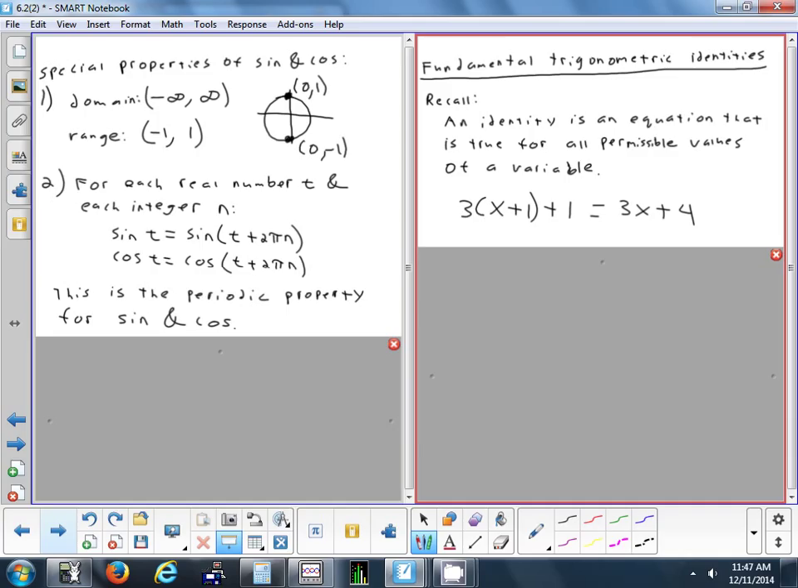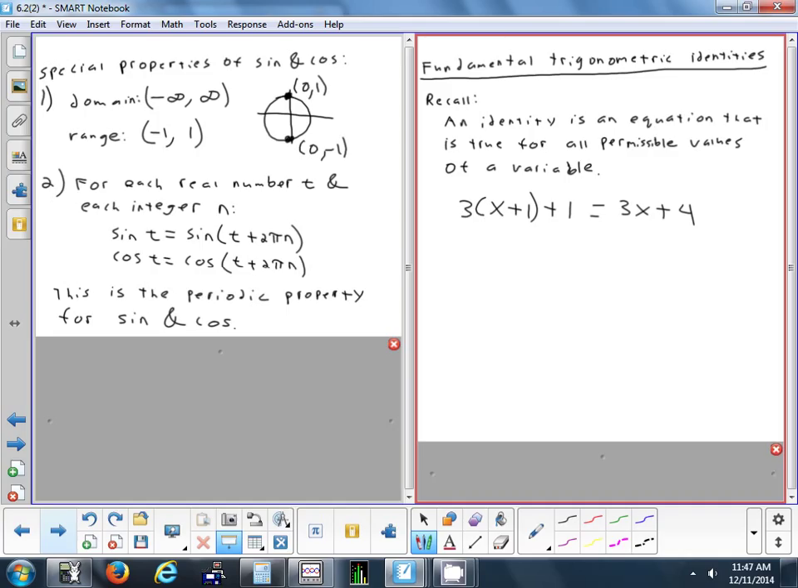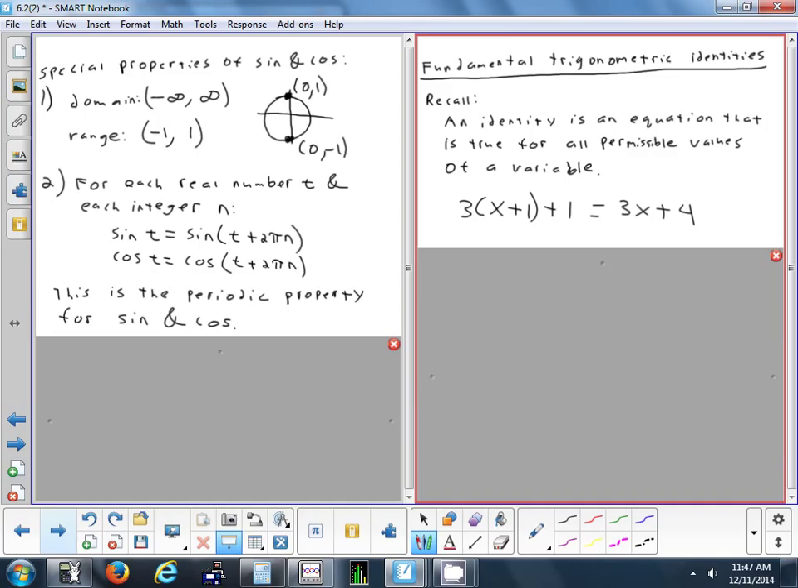So you already have in your notes what an identity is. The last thing I'm going to do is give you all the basic trig identities that we're going to work with in this class. They're not all going to be on the test, but I think in your notes it's easier if you have them all in the same spot rather than having some today, some next week, and then some after Christmas. It's going to be too confusing. So we'll just put them on the same page.